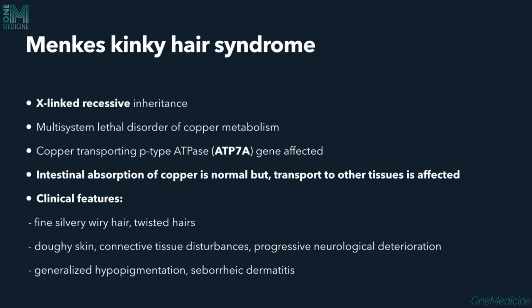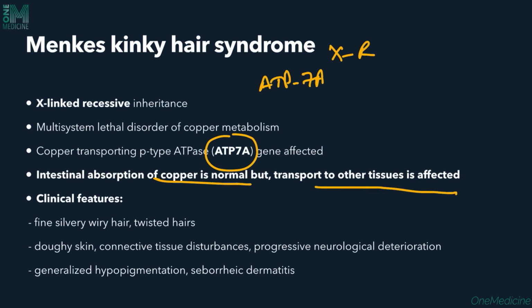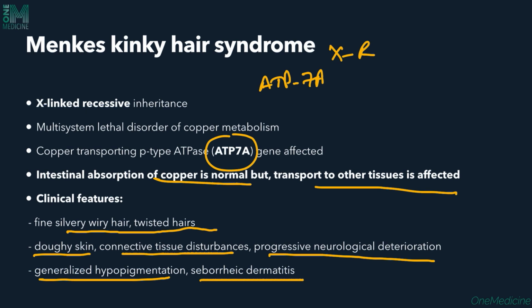Next metabolic syndrome is Menkes kinky hair disease. It is an X-linked recessive condition wherein the ATP7A gene is defective. In the intestine, there will be normal absorption of copper, but the transport to other tissues does not take place. The clinical features are fine, white, silvery, wiry hair, twisted hair, doughy skin, connective tissue disturbances, progressive neurological deterioration, generalized hypopigmentation, and seborrheic dermatitis-like features.